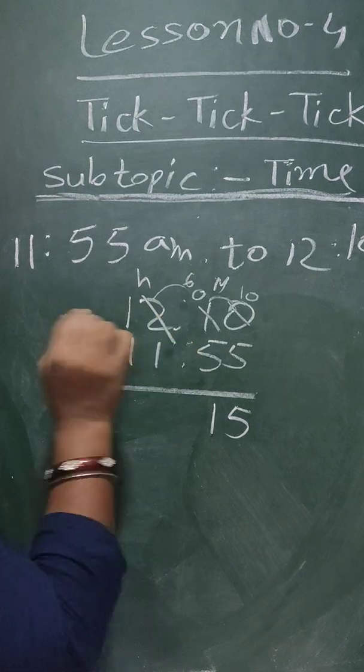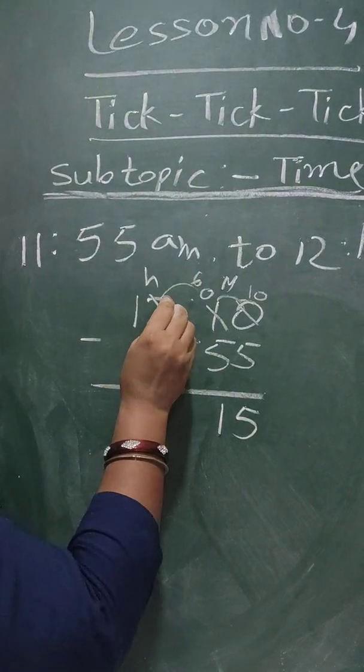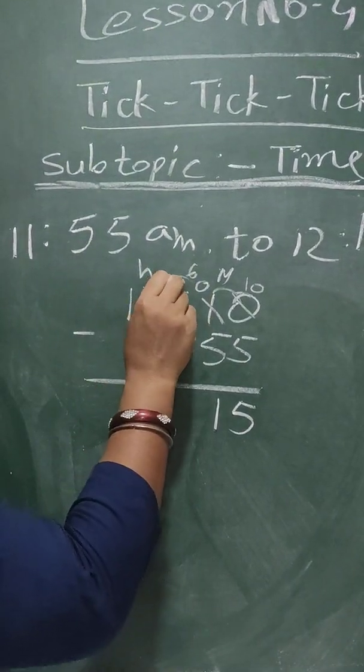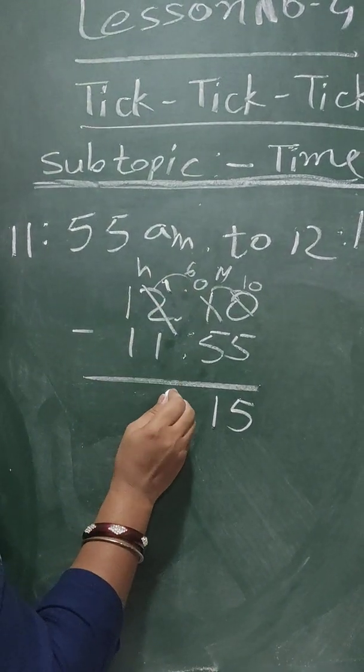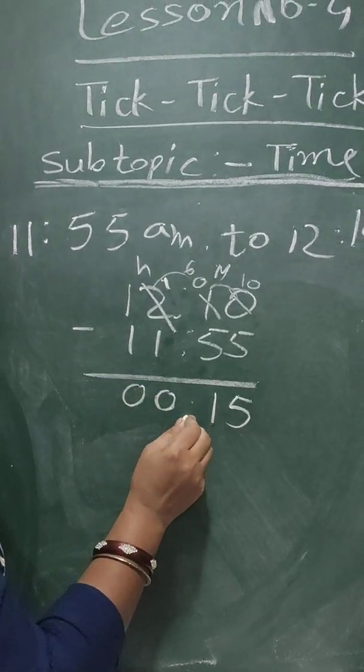Now here, what remains? If 60 minutes is given here, that means 1 hour is given here. So here it is 1, 1 remains. So 1 minus 1 is 0. 1 minus 1, 0. Yes.